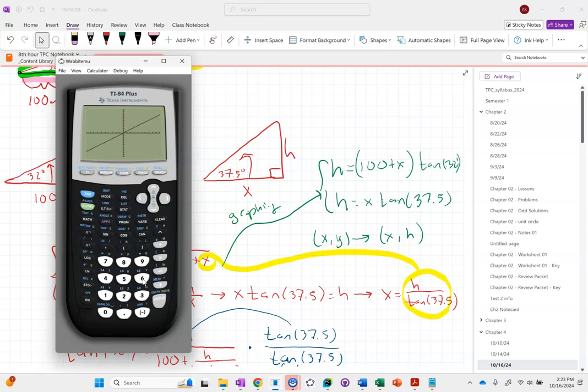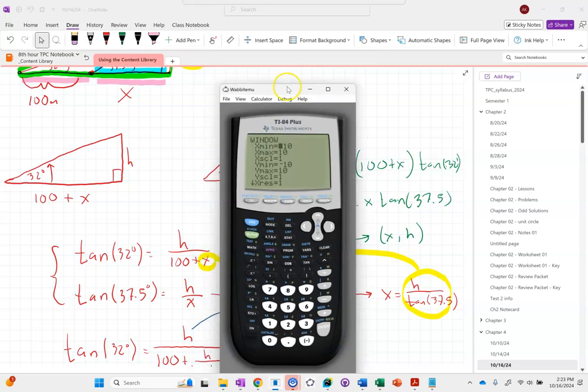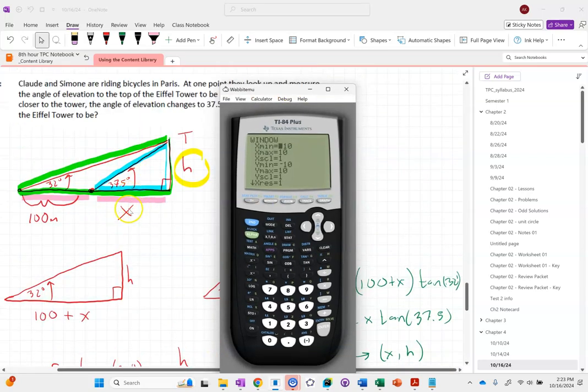I just graphed this on the standard window from -10 to +10. But x is some distance in meters to the base of the Eiffel Tower, and y is like the height in meters of the Eiffel Tower. Well, I'm pretty sure the Eiffel Tower is taller than 10 meters, right? So I need to change my window a little bit. Remember, x is representing that leftover distance here. So I know it has to be positive. I don't really know how much further, but if this is 100, what do you think's a decent guess for this one?